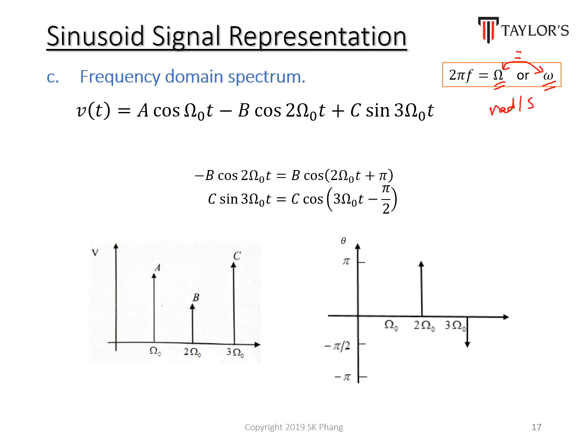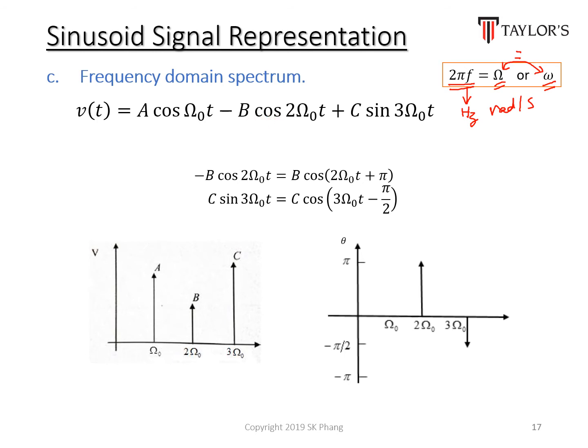And it is always 2 pi f, where f is in terms of hertz. Alright, so let us look at this example. In this example, you are going to plot out the frequency spectrum of the graph, where you have three different components.